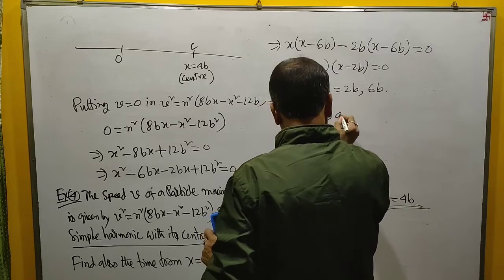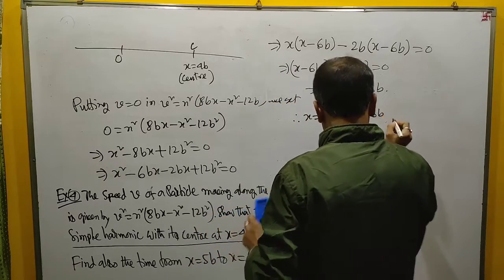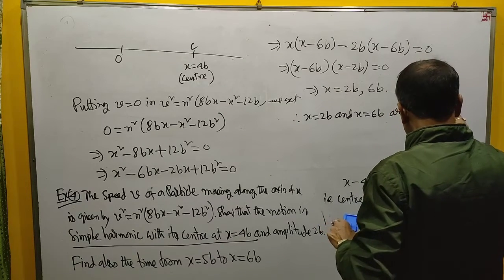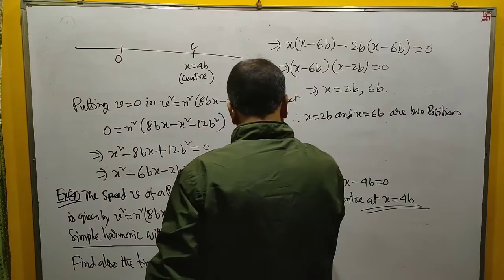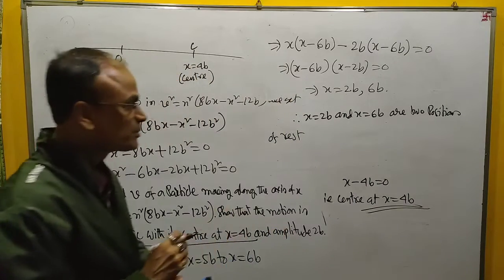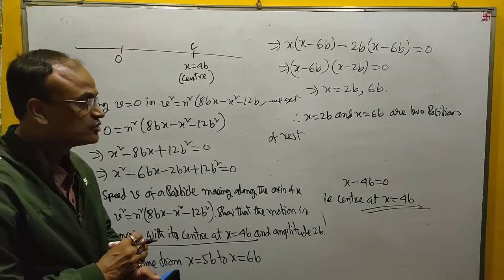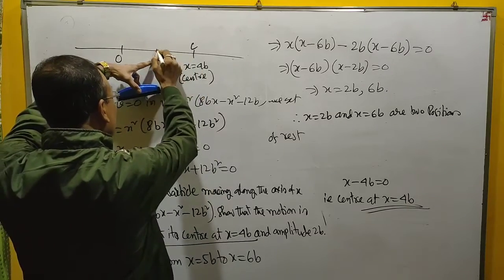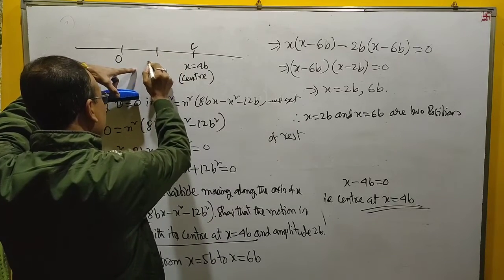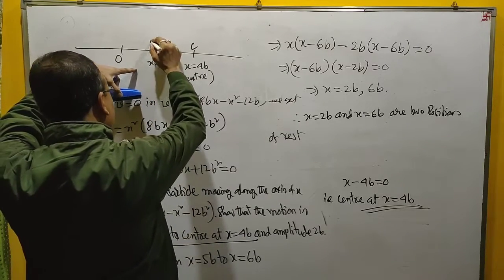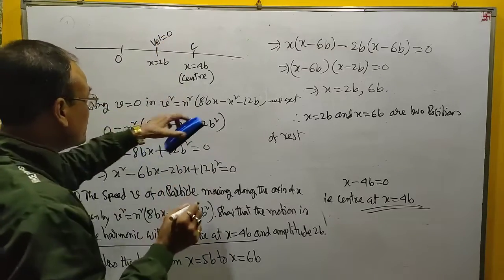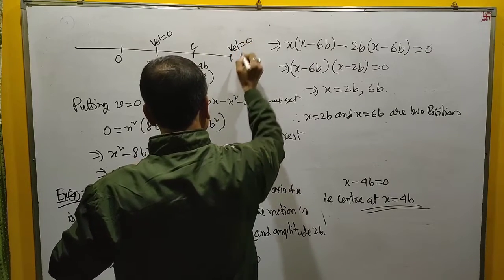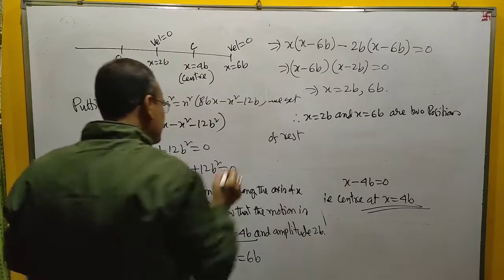Therefore, x is equal to 2b and x is equal to 6b are two positions of rest. Here you see x is equal to 4b is the center of force. Here x is equal to 2b means the velocity is equal to 0. Also x is equal to 6b, velocity equal to 0.